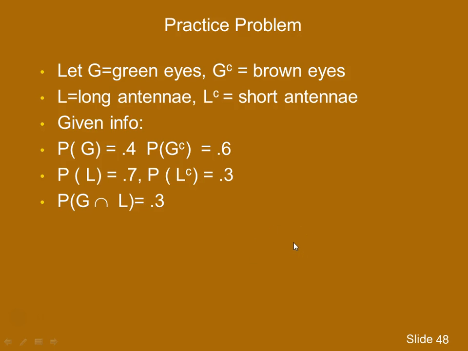It's a little different than the previous problem. On the previous problem, I gave you the marginal probabilities and one conditional. This time I'm giving you the marginals and an intersection.